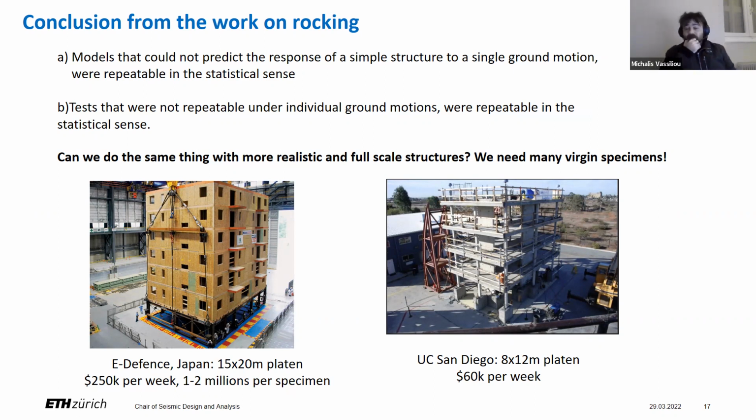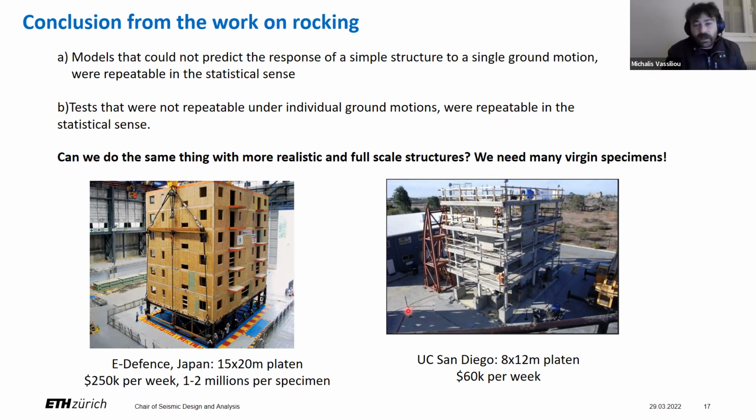Now, the obvious question is, can we do the same thing and hide our lack of accuracy under the carpet for more realistic structures like the ones that I initially discussed, the blind prediction contest ones? Well, the main issue is that our toy model does not get damaged. When it overturns, you pick it up and you test it again. This is not the same for a more realistic full-scale specimen. So for 100 ground motions, we would need 100 virgin specimens.